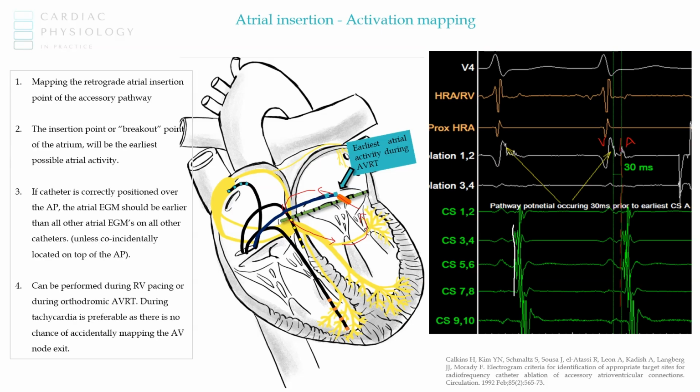A pathway potential is where you get ventricular depolarization occurring here. So this is ventricular depolarization. And then you get depolarization of the myocytes which make up the accessory pathway here. And then you get an atrial depolarization, so that's here. And so this pathway potential is also preceding atrial depolarization on the coronary sinus catheter. So this tells us that we're mapping in roughly the correct position.